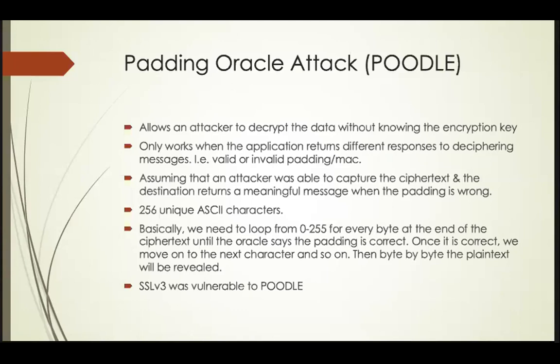And then eventually, you're going to move on to the first character, and then byte by byte, the plain text will actually be revealed, right? So SSL version 3 was actually vulnerable to this POODLE, or padding oracle attack. Now, all the communication has been decrypted by then, right?